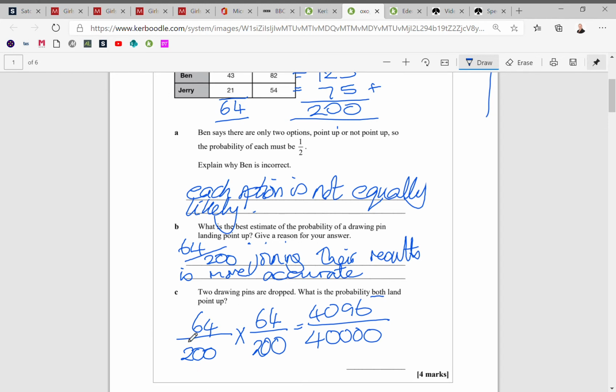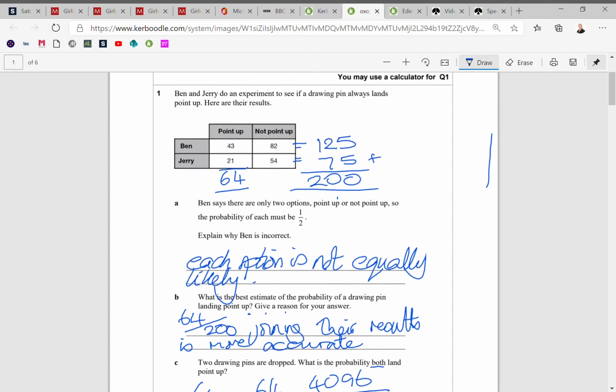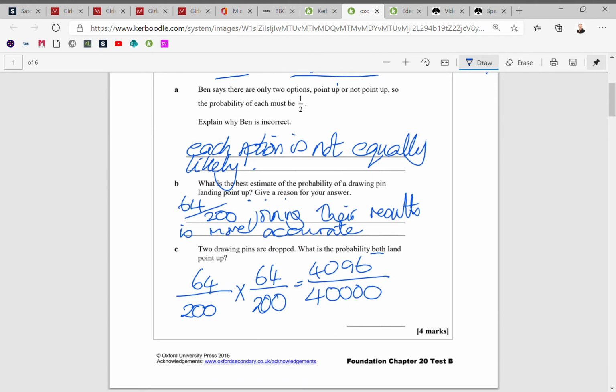Now here, I could have simplified these fractions down. I didn't because it was a calculator question and I couldn't be bothered. But if you did, 64 over 200 would have cancelled down to 32 over 100, which would have cancelled down to 16 over 50, which would have cancelled down to 8 over 25. So then 8 over 25 times 8 over 25, 8 times 8 is 64. 25 times 25, I don't know. I probably could work it out, but I'll use a calculator. 25 times 25, 625.